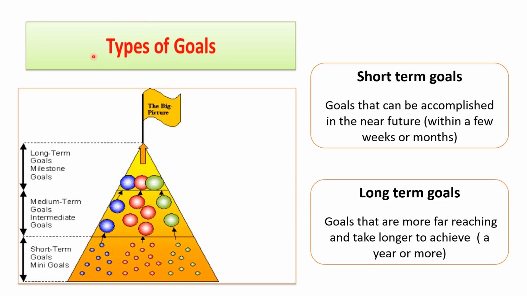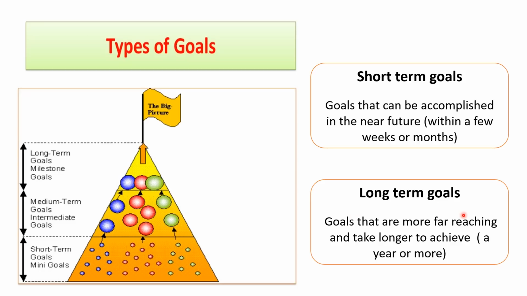What are the different types of goals? You have two major categories of goals: short-term goals and long-term goals. The short term, the name itself explains what short-term goals are. They can be accomplished in the near future and will not take much time. It can be a few weeks or a few months. So goals which can be accomplished in a short duration of time are called short-term goals.